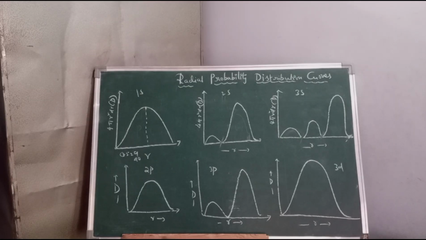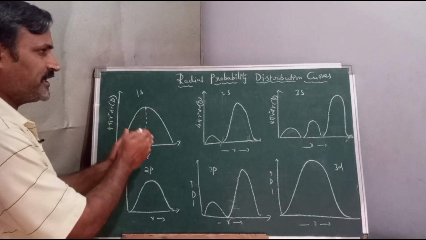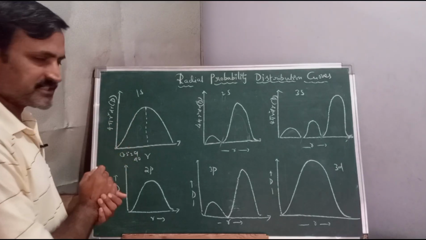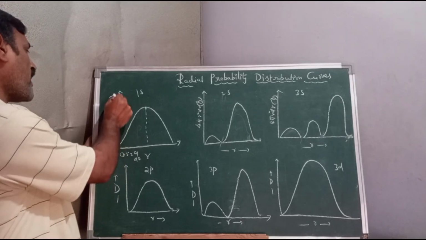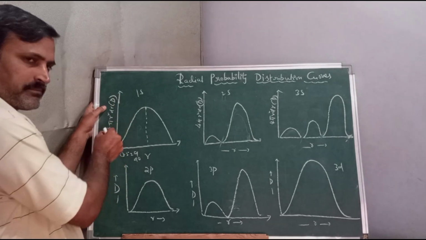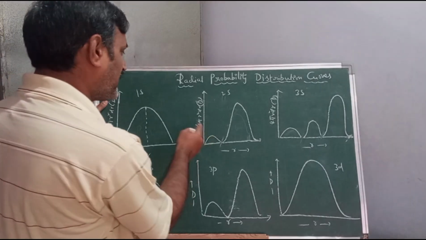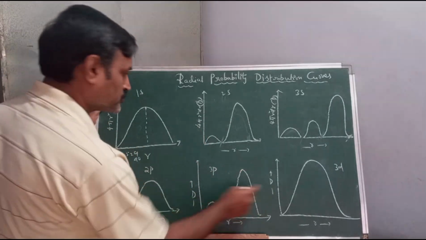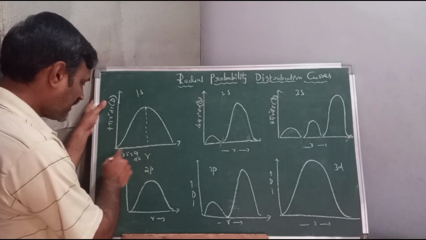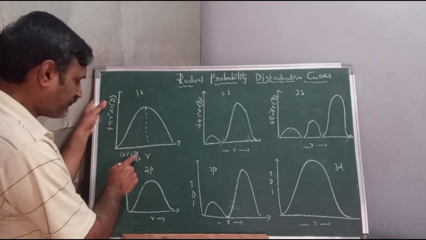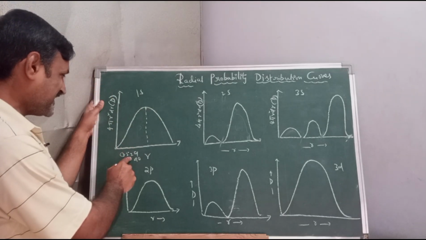So you are seeing these, students, these are called radial probability distribution curves, graphical representations for different kinds of orbitals. Over the y-axis we take 4 pi r square dr, which we call the distribution. Capital D is the symbol we can use in place of this. This is for the 1s orbital, and the distance from the nucleus is 0.529 in the case of hydrogen. So this is the radius.